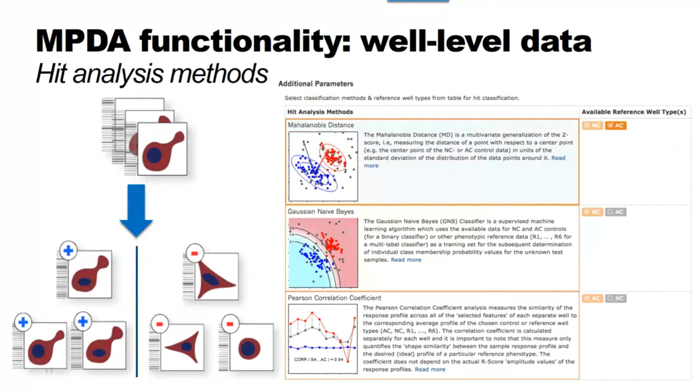Once the user has had a chance to peruse these various readouts, they will go down and deem what they call hits, which of these wells correspond to a treatment which delivered the phenotype that is of interest versus the ones that don't. And one of the final steps of MPDA is offering several so-called hit analysis methods, ranging from Mahalanobis distance, which is a tried and true one in the statistics world, and also other machine learning based types of hit calling methods. All of these are provided to the user along with documentation on how and when to best use them.